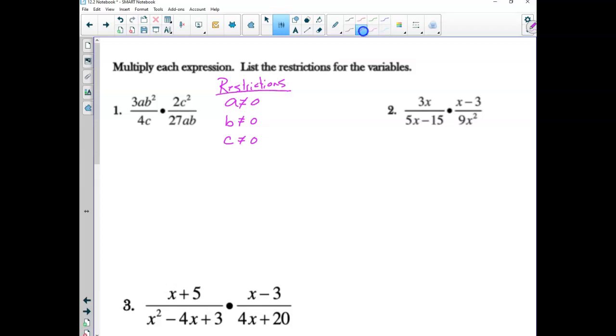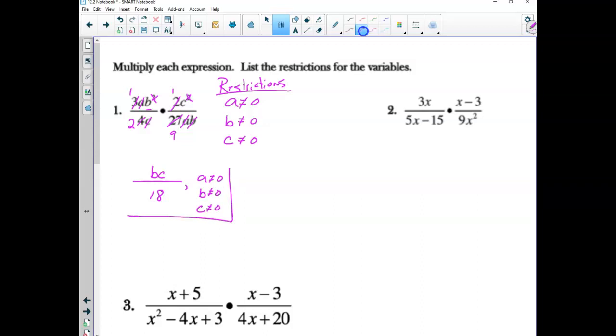And then I'm just going to reduce. I can see this A gets rid of this A, this B gets rid of that squared, this C gets rid of that squared, this 2 turns into a 1, turns this to a 2, this 3 will turn into a 1, and I'll make that 27 into a 9. And what's left at the top is 1 times B times C, so I get BC over 2 times 9, or 18, where A is unequal to 0, B is unequal to 0, and C is unequal to 0.